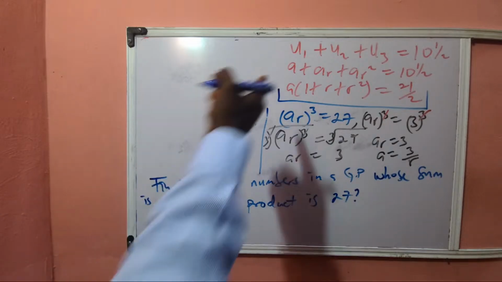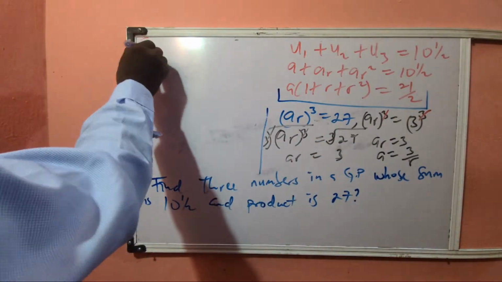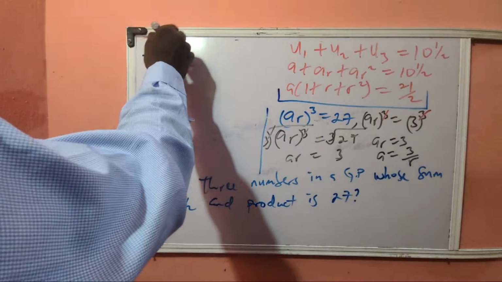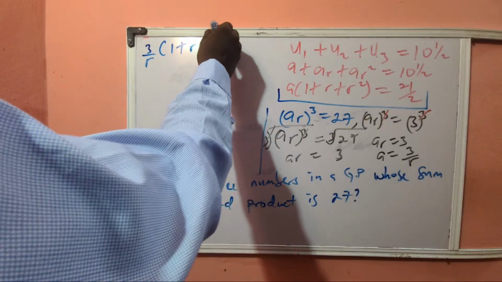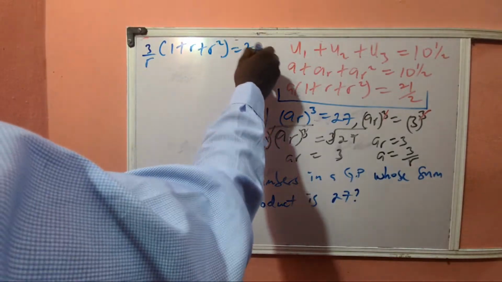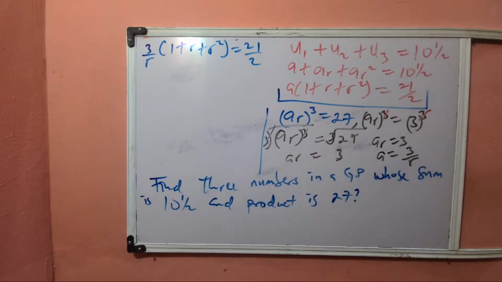Now that I have that, I can go on to fix my A being 3 over R. So look at what I'm going to do. A is 3 over R, so I just want to have 3 over R, and I have (1 plus R) squared equals 21 over 2. I think everybody can do this. This is quite simple. This is just substitution. I'm substituting the value of 3 over R into that position.